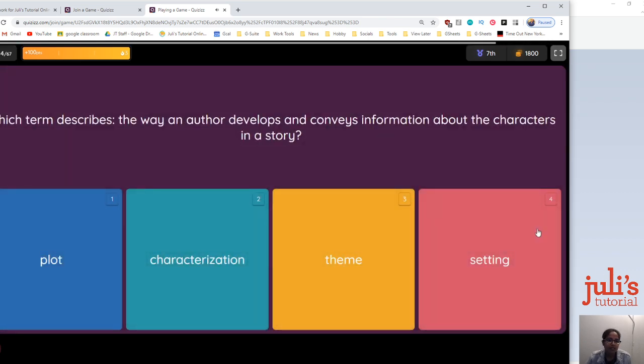Which term describes the way an author develops and conveys information about the story, about the characters in a story?